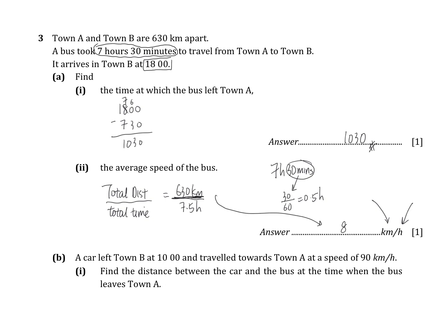So go and do your calculation. Do you get 84 kilometers per hour? 840. I told you that's not your phone.